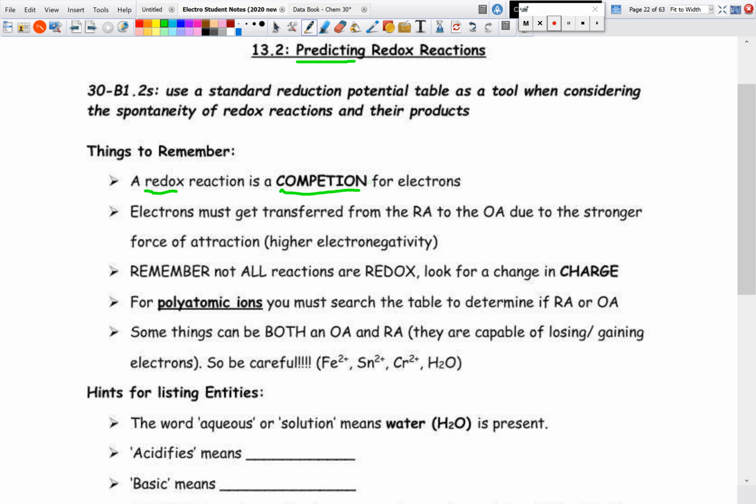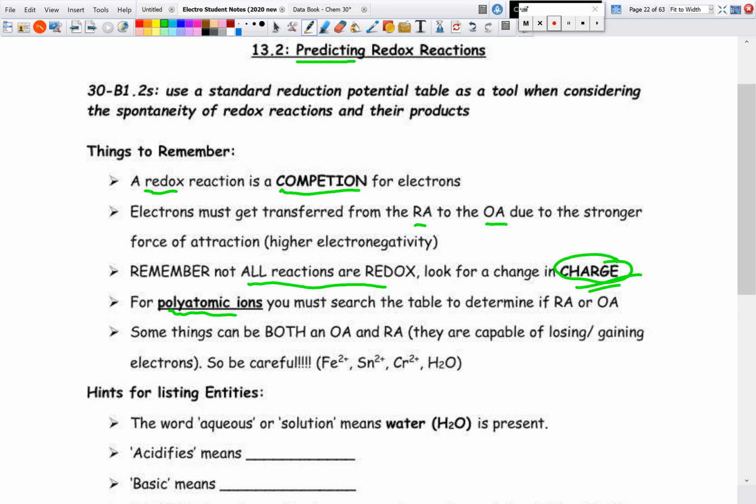So the electrons are going to get transferred from the oxidizing agent to the reducing agent due to the stronger force of attraction. And one thing you do have to remember as well is that not all reactions are going to be redox. You need to look for a change in specifically charge. Now, for the most part, when we're just dealing with elements and ions, simple monoatomic ones like aluminum, silver, everything like that, we have those little rules about we know metals generally lose electrons, so they're good reducing agents, and so on.